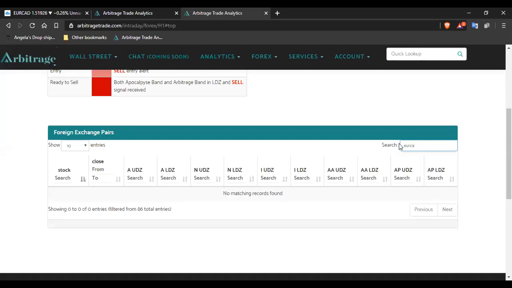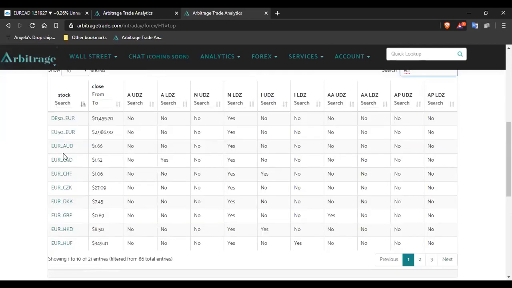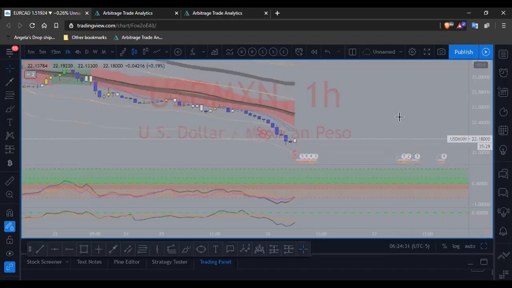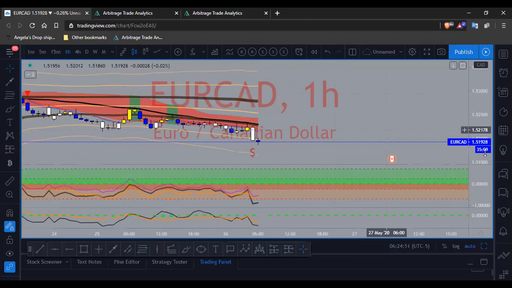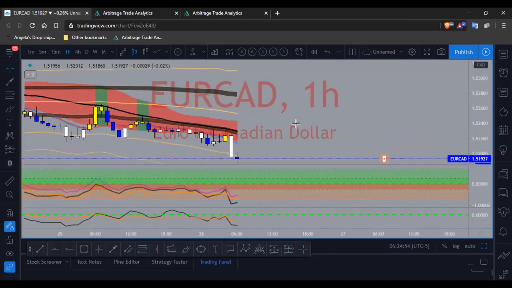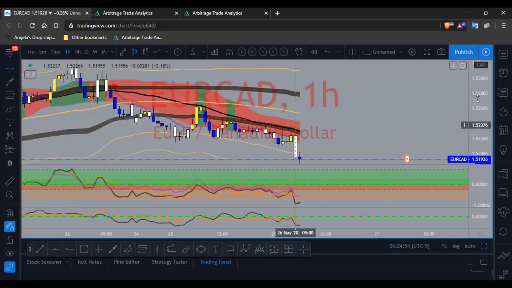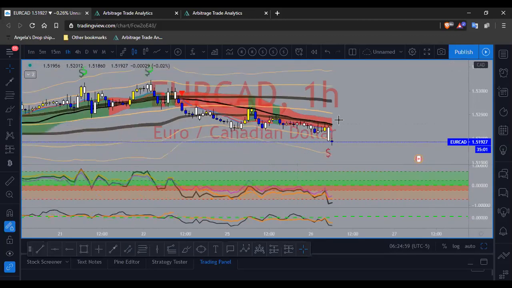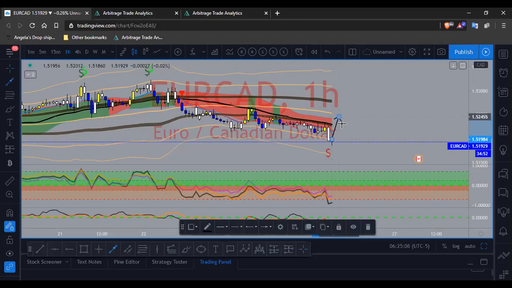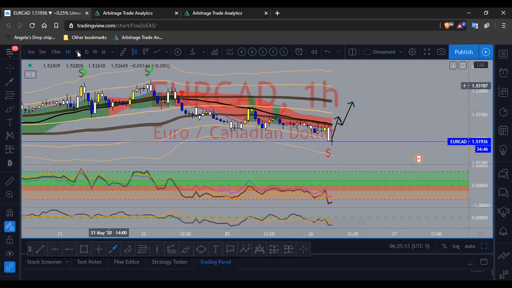So definitely, yes, that's a confirmation. Let's see what Euro CAD looks like. Okay, I don't like how that last hourly candle looks, but we could possibly get a buy off of this if I set up an alert. What I'd want to see is price come up, break through that RSI line, retest it, then keep climbing up. That'd be ideal of what I want to see with Euro CAD.